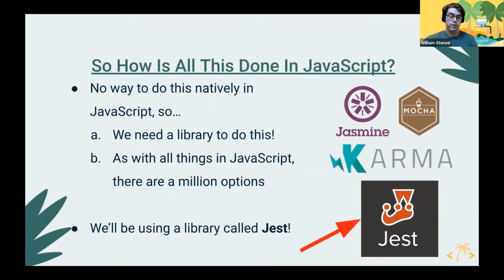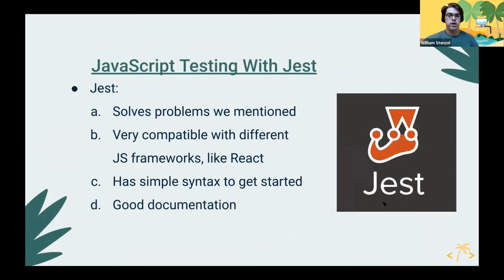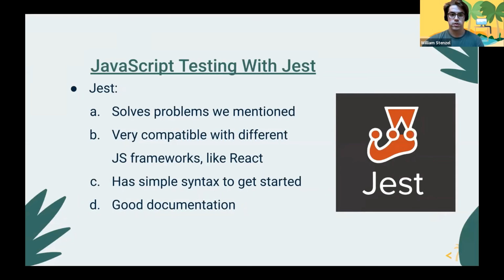So how do we do this in JavaScript, for example, if we have a web application? JavaScript doesn't have a native way. It's not built into the JavaScript runner in the browser, so we need a library to do this. Some of those libraries could be Mocha, Jasmine, Karma, and Jest, which is what we'll be using today in the demo. Jest solves the problems we mentioned before. It's super compatible, integrates really well with React, and has simple syntax and good documentation. It's probably the most popular of the testing frameworks.